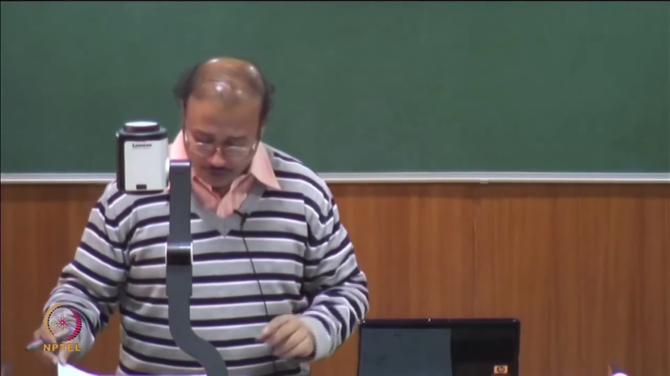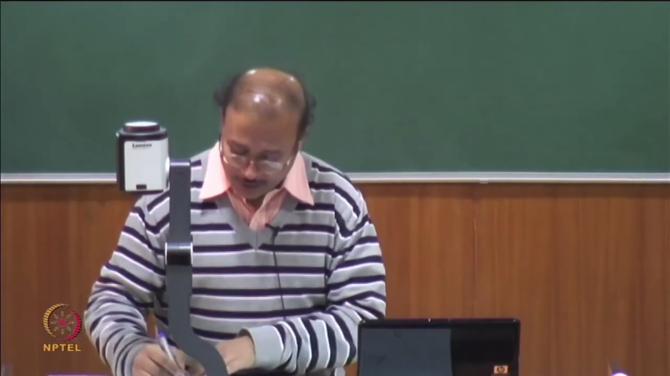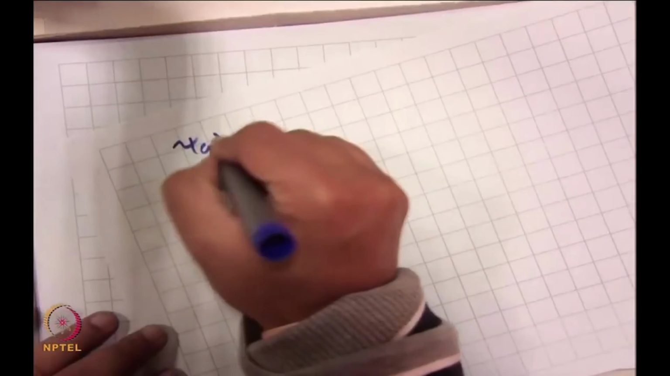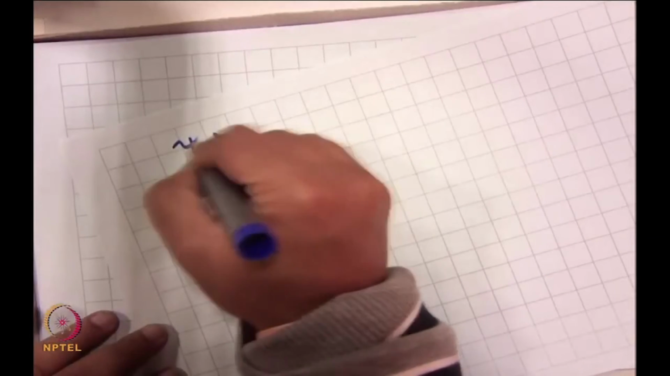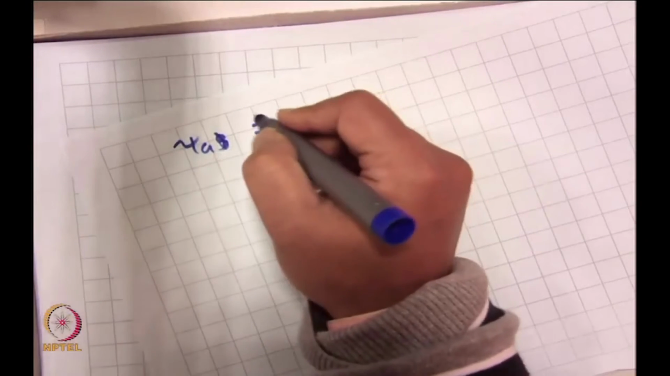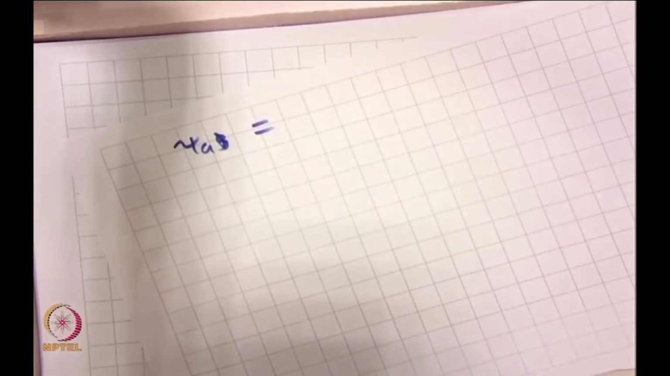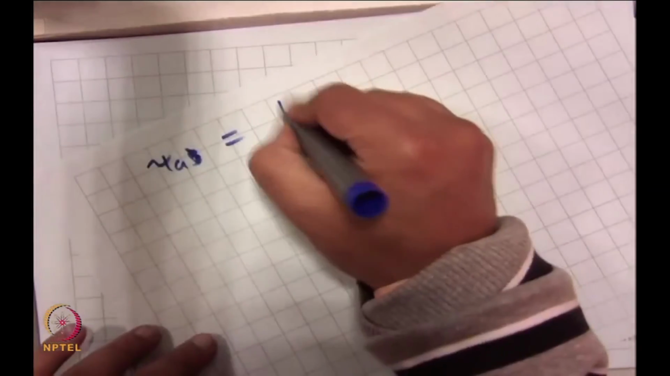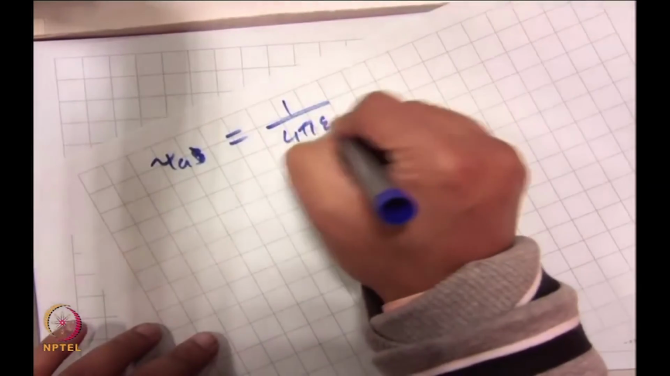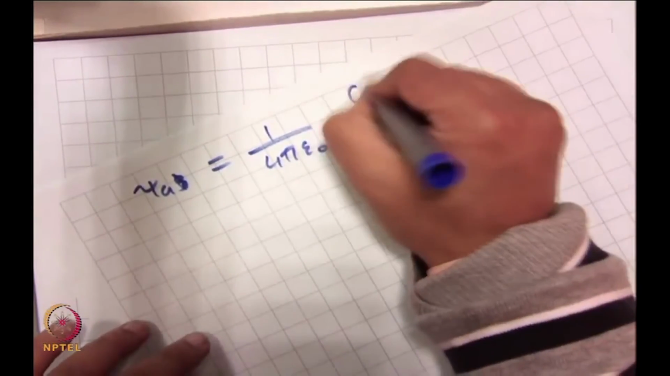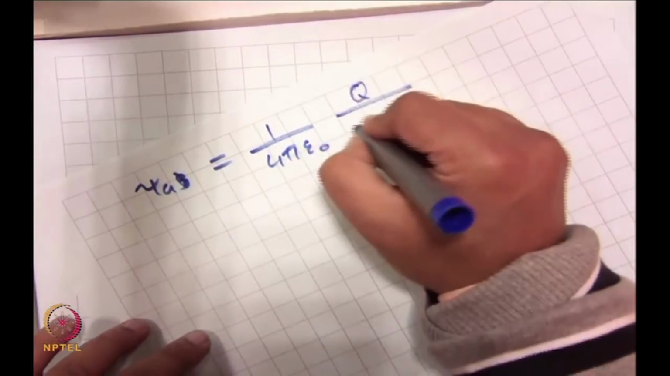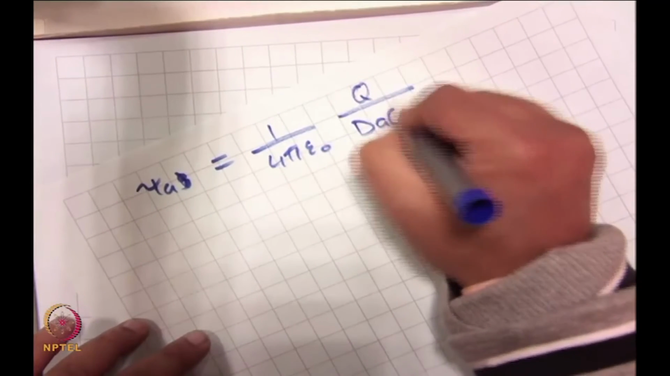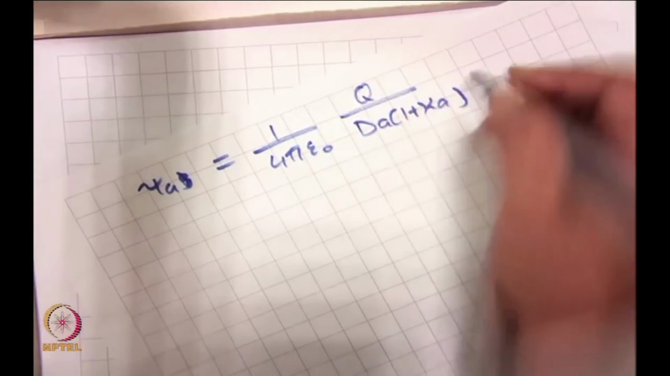Okay. So, to give you an expression for psi of a, I will just write it down. So, psi of a, it can be shown, is 1 by 4 pi epsilon 0 times q by d of a, 1 plus kappa a.